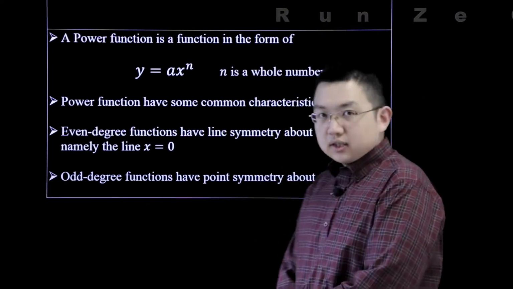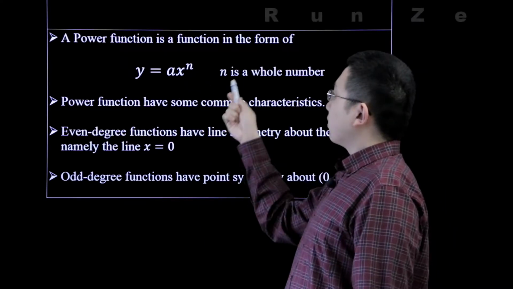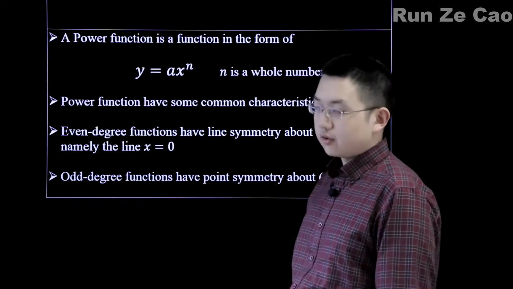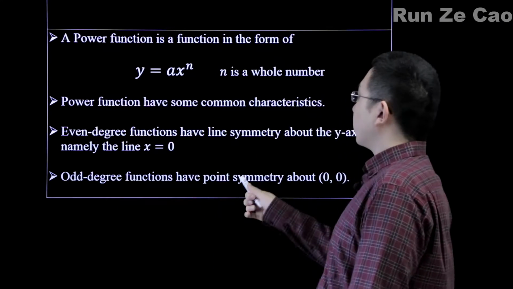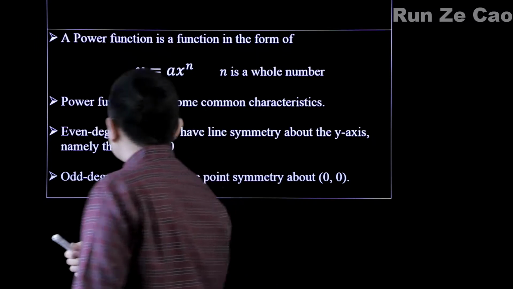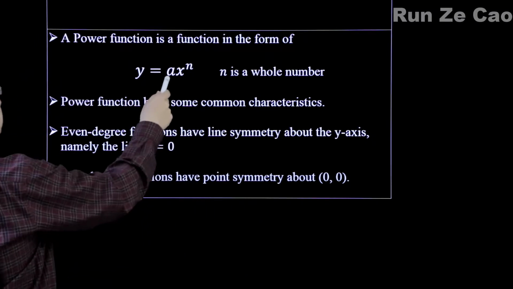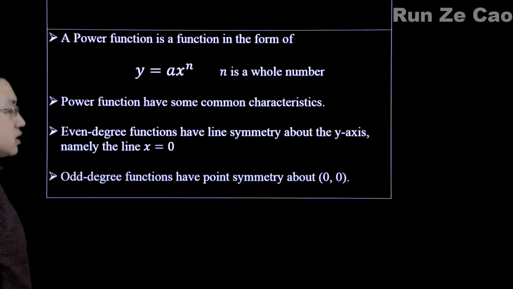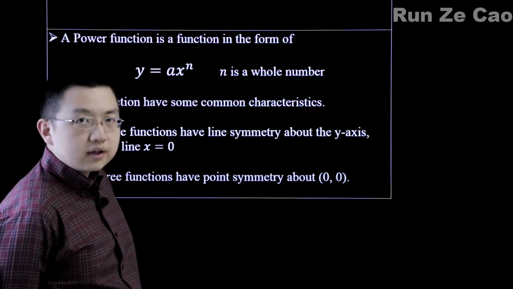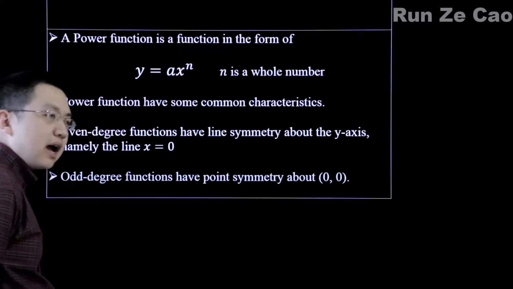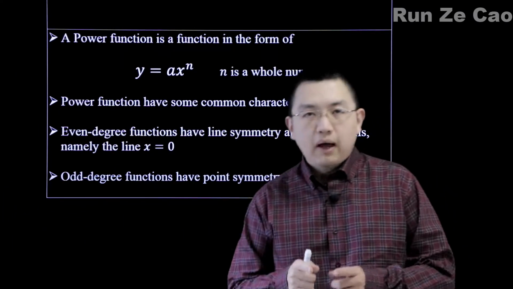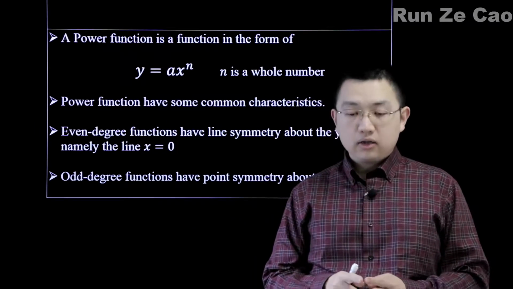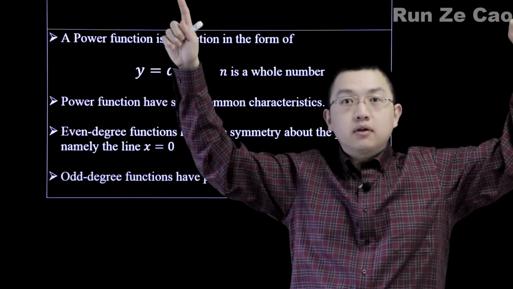Now, a power function is a function in this form. As we can see, this is a monomial. There's only one term here. We have a whole number exponent of x, and a is the only coefficient. Power functions have a number of common characteristics. For example, if we have an even degree power function, what happens? Well, we know that it's going to end up going positive on both sides.